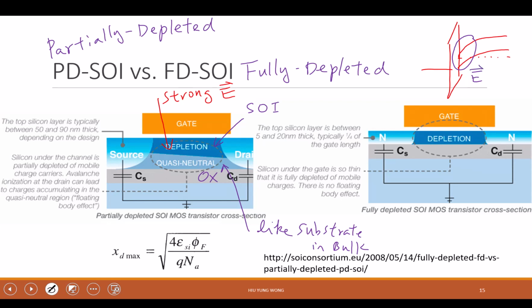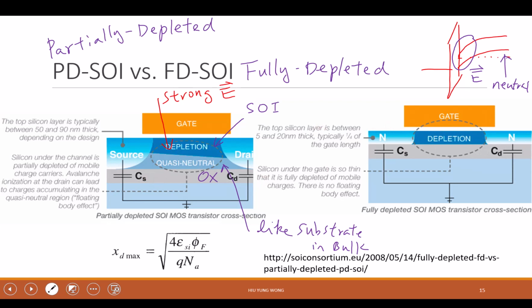Maybe I keep it, right? This is the depletion region. But this region is the neutral region. You don't have an electric field, right? So if I generate any carrier here, it will just stay there. It's not going to be pushed away or pulled away by the electric field, right? So that's the difference between the depletion and the quasi-neutral region.